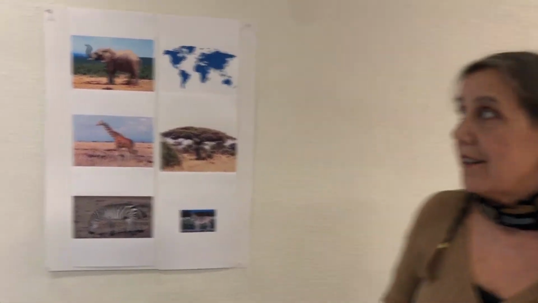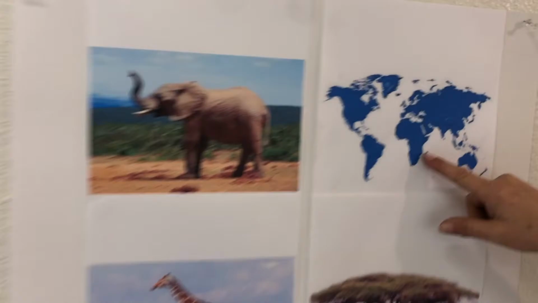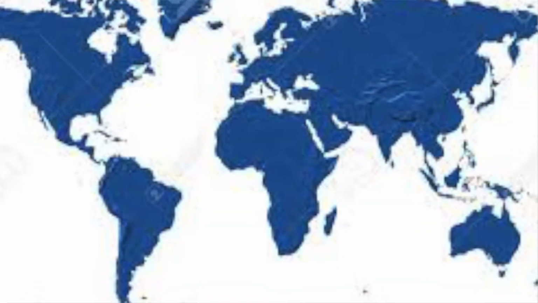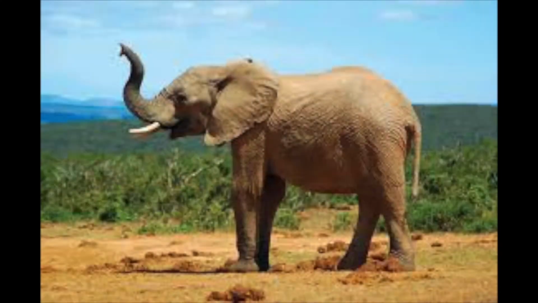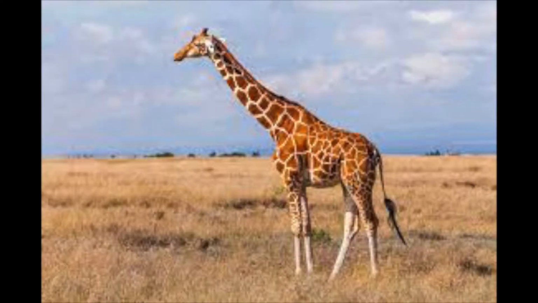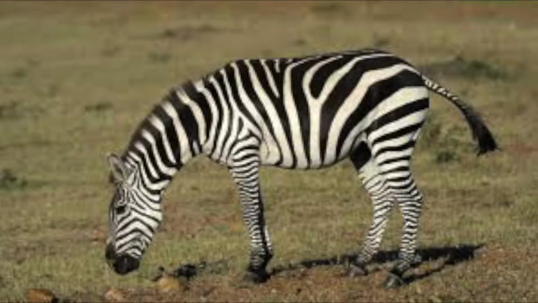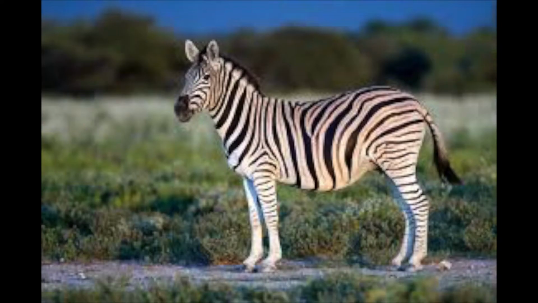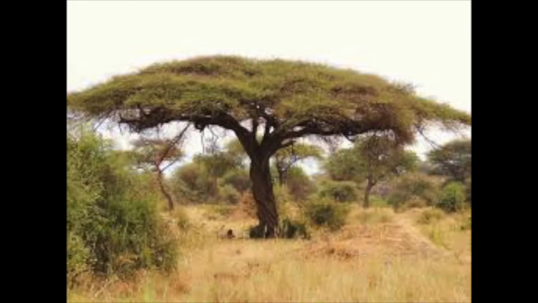Today our journey takes us to Africa, the continent of Africa. And we're going to learn how to draw 3 different animals: an elephant, a giraffe, and a zebra. A couple different ways to draw a zebra. I'm also going to show you how you can draw these beautiful trees that Africa is famous for. So we're going to Africa.